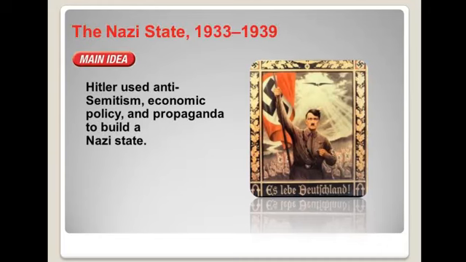Now, the Nazi state. Between 1933 and 1939, Hitler really consolidated his power. And at the same time, he used anti-Semitism, economic policy, and propaganda to not just maintain his power, but to expand and fulfill his future ambitions, which we'll turn to next.